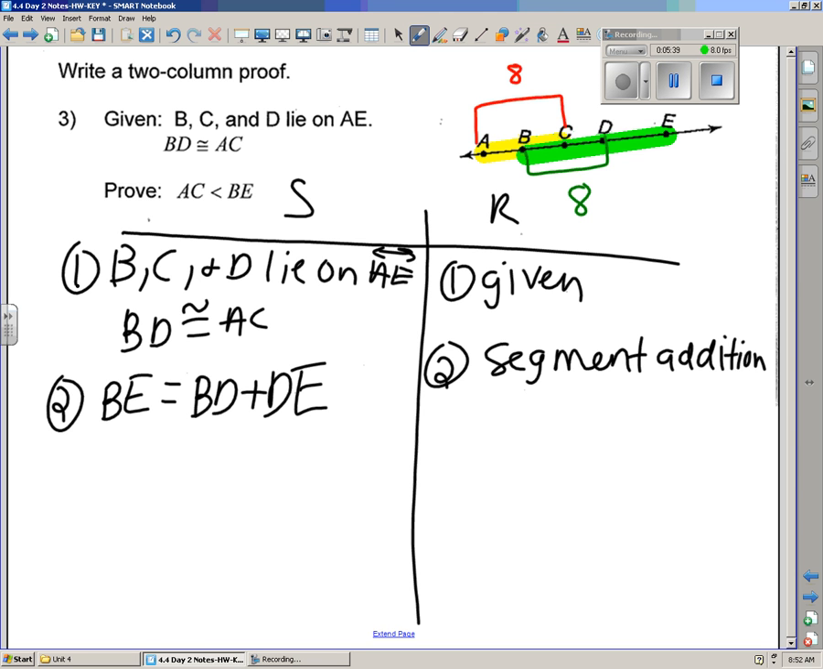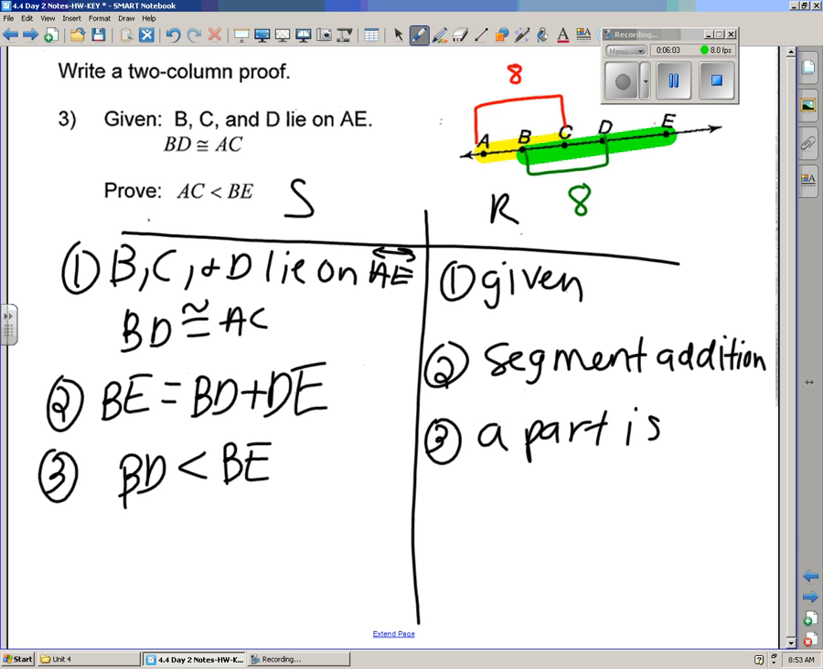Now we know that BD must be less than BE. If you look at that, BD is going to be less than BE, because if you look at line 2, it's true that a part is less than its whole. The only reason I'm keeping it less than is because the proof is less than. So a part is less than its whole.